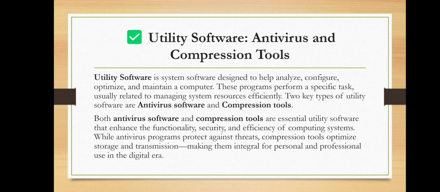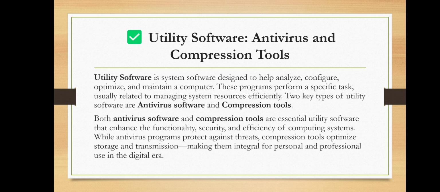Both antivirus software and compression tools are essential utility software that enhance the functionality, security, and efficiency of a computing system. Both of them increase security. Obviously, antivirus is for security, to prevent the computer from the threat of different viruses. Efficiency of the computing system also comes under it, because when your computer is hit by a virus, it becomes slow and it is very difficult to work on it. So to prevent it from viruses, we use antivirus software.